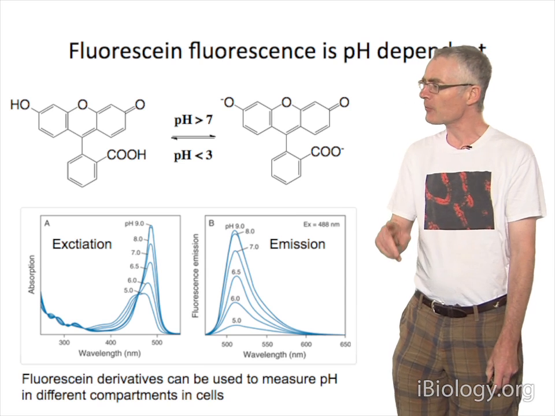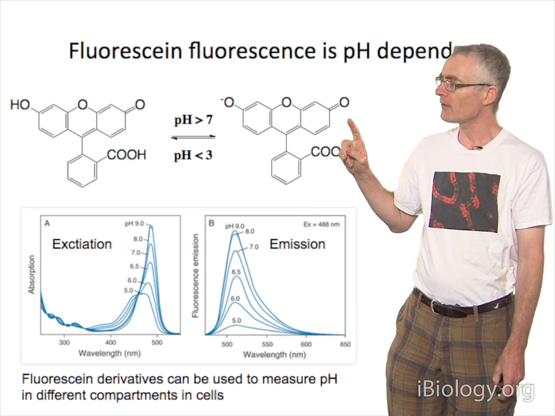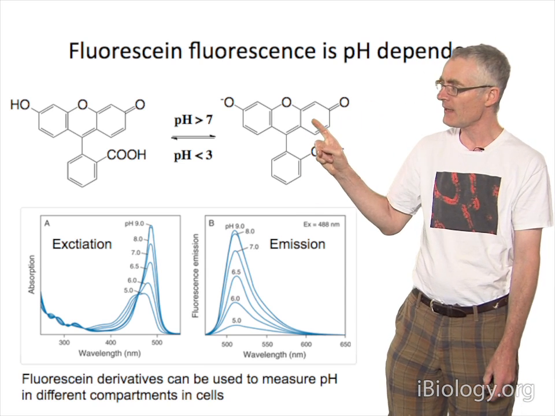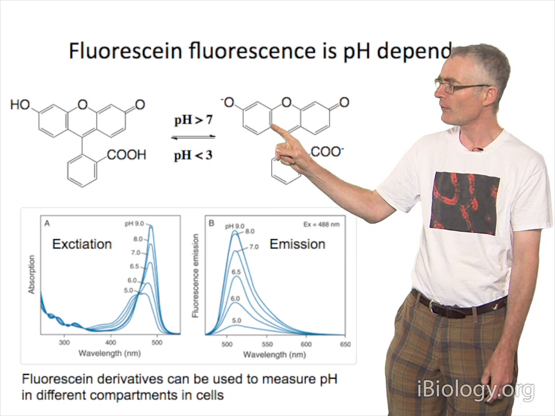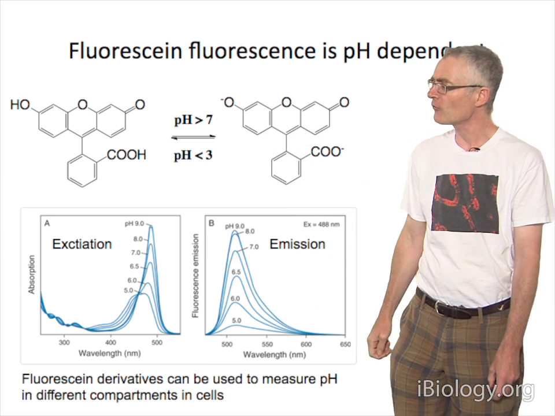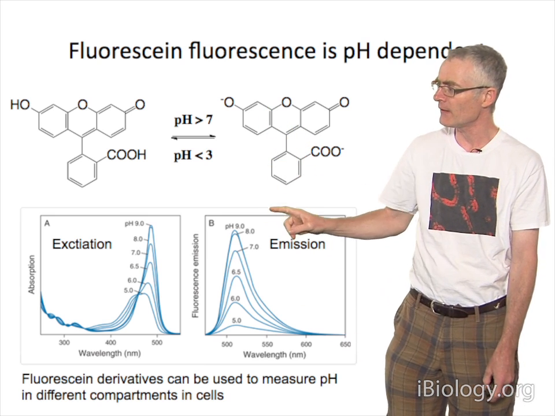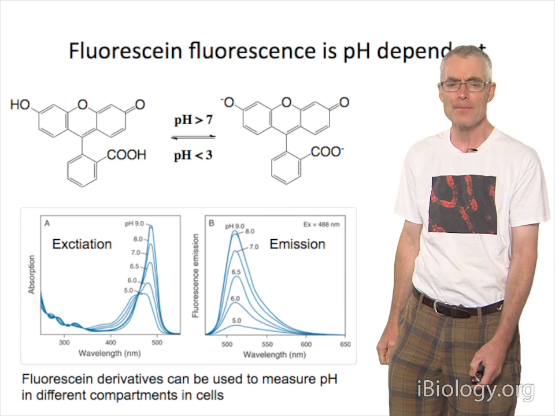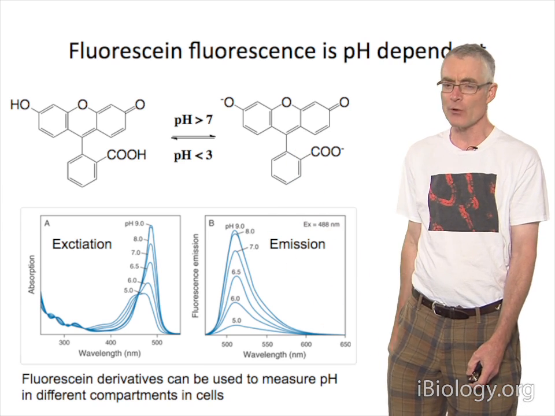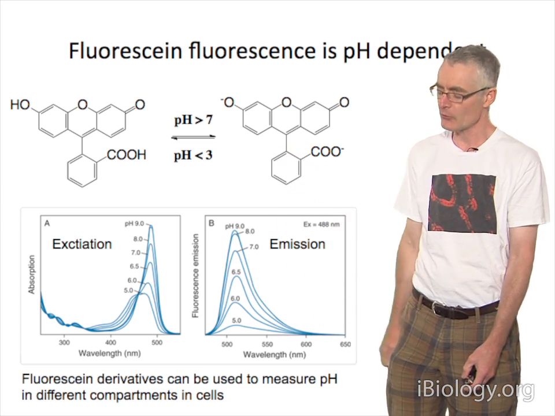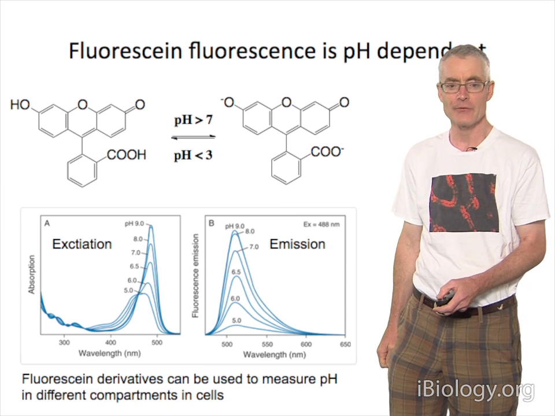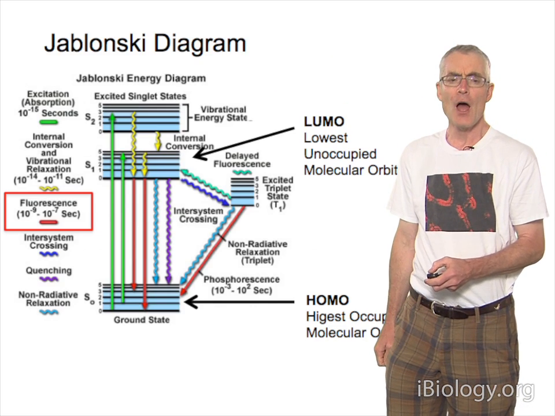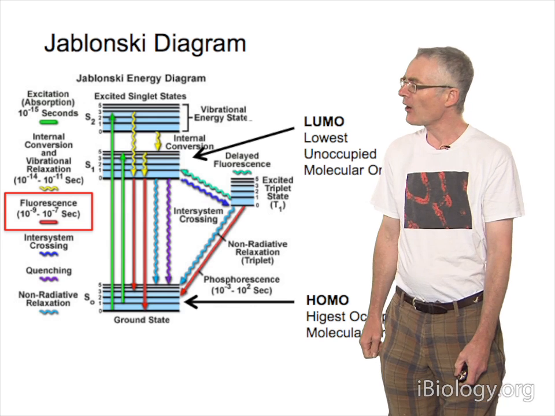Now, the fluorescent properties of fluorescein are pH dependent. This form over here, with the O-, which is the high pH form, is the fluorescent one. You can see here the excitation and emission spectra. And so I'm really only going to be talking about this one, although this ability to switch between fluorescent and non-fluorescent has many applications. This is, I hope, review.